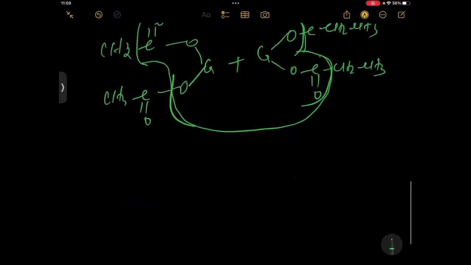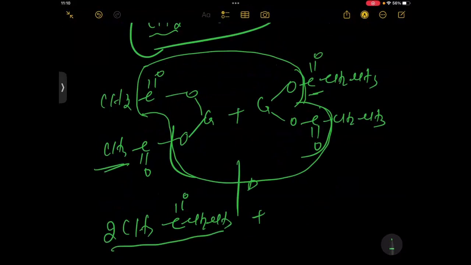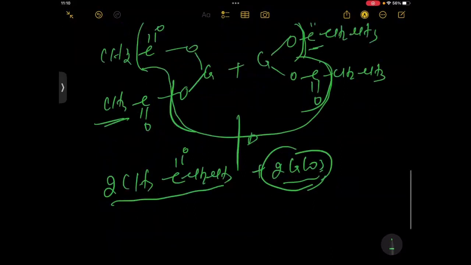So what happens, students? When we supply the heat, we'll get CH3 C double bond O, and CH2 CH3. This is the 2 moles you will get, plus 2 moles of calcium carbonate you will get. Okay. So I hope you understood how to obtain like that. If you want to form the mixture, you can obtain the mixture of compounds. See here what I am telling you.